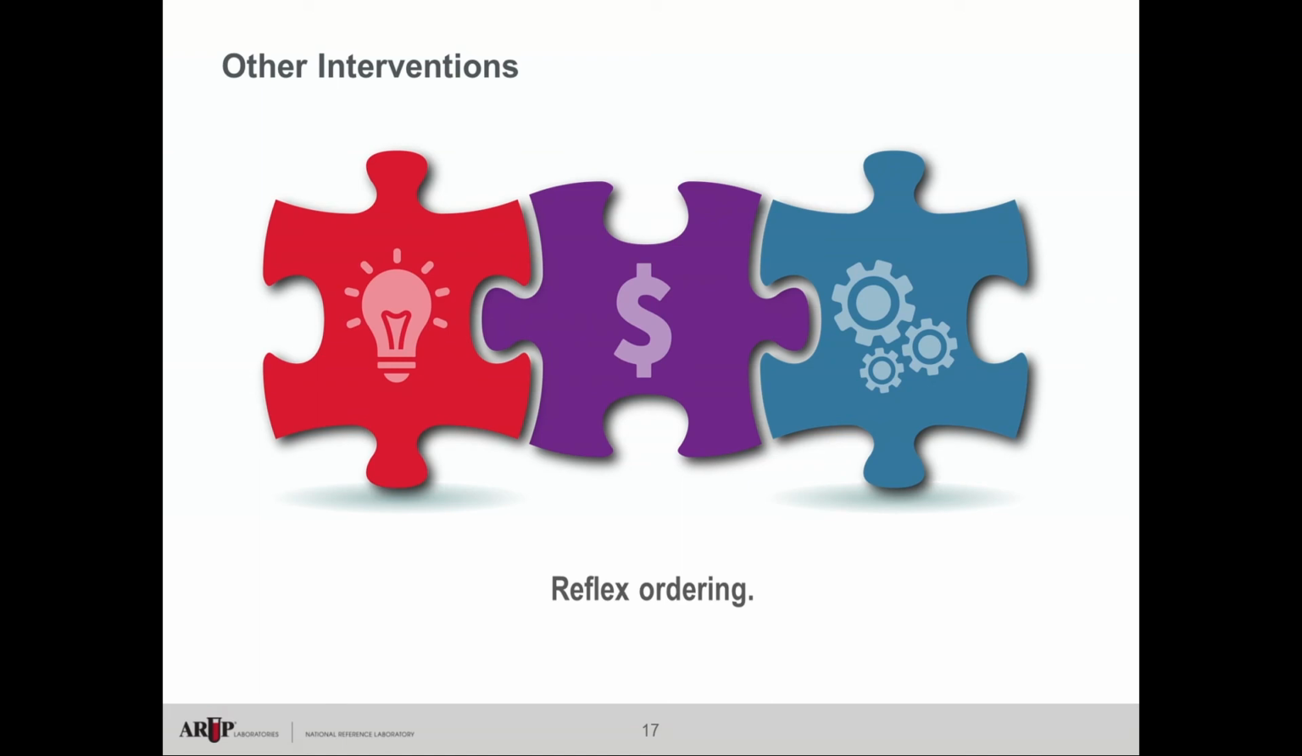Reflex ordering, mainly to reduce the shotgun approach of physicians wanting massive panels for things like neurologic disease and such. Price transparency can be an important component of these programs. Active management of order sets and preference lists. This is actually a key intervention because once a test is listed on an order set, it's much more likely to get unnecessarily ordered.